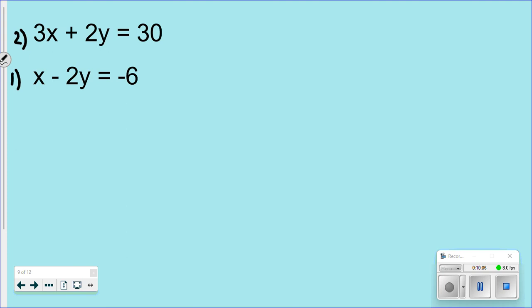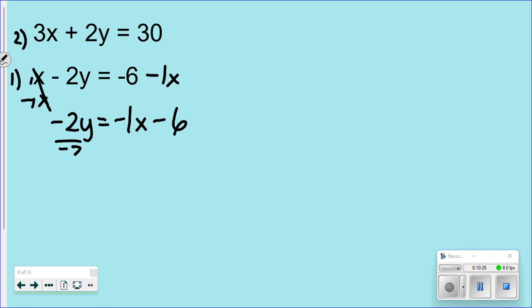So I'm going to switch the first one. To do that, I'm going to subtract 1x. Then I have negative 2y equals negative 1x minus 6. Divide by negative 2, divide by negative 2, divide by negative 2. So I have y equals 1/2 x, because two negatives make a positive, and then plus 3. Okay, let's just let that sink in. That's how I changed my top equation to y equals mx plus b form.